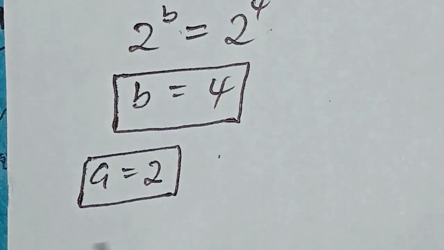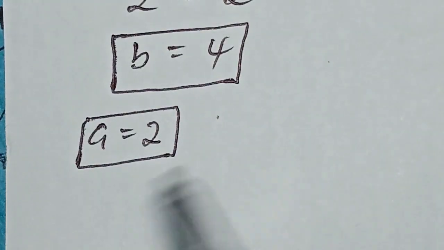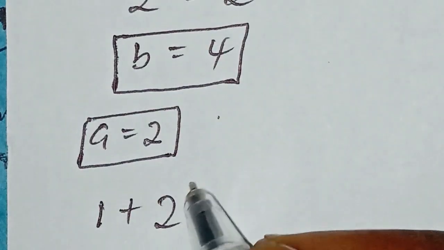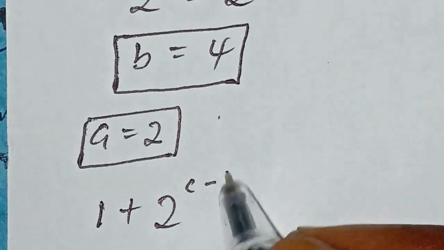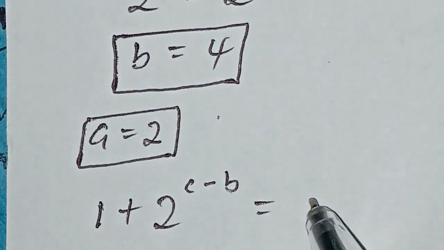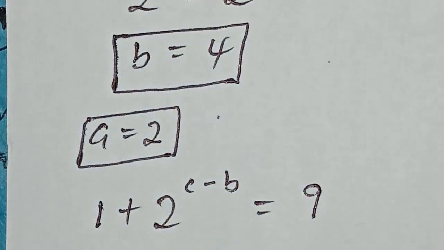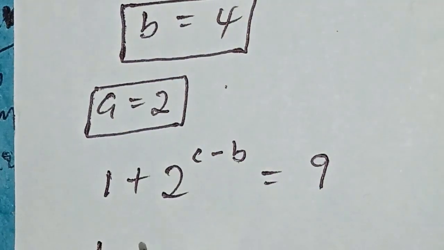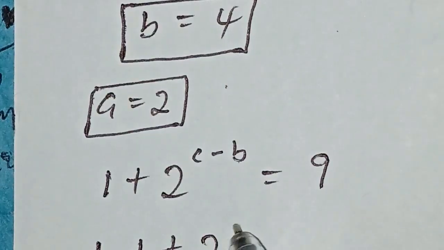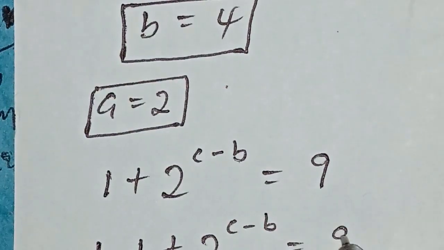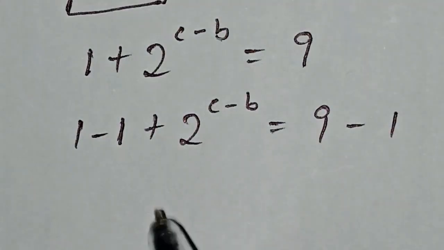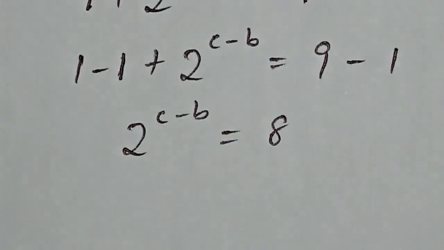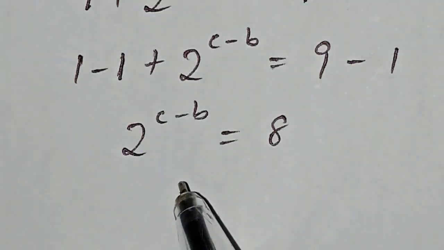So we now proceed with the other expression. We have 1 plus 2 to the power of c minus b is what we have left, and that is equal to 9. We subtract 1 from both sides, so we have 1 minus 1 plus 2 to the power of c minus b equal to 9 minus 1. And this gives us 2 to the power of c minus b equal to 8. Then our b equal to 4.